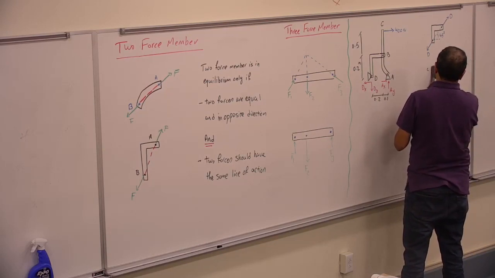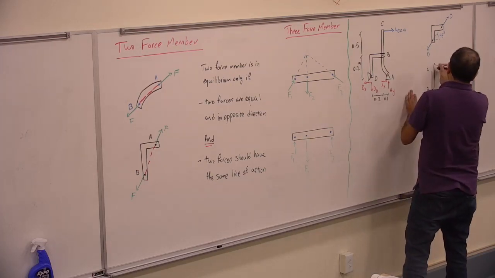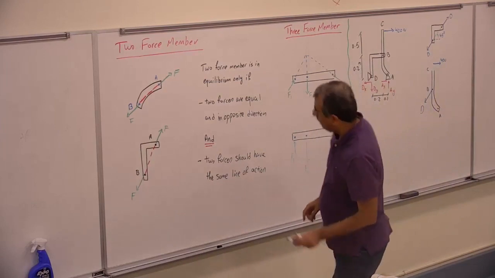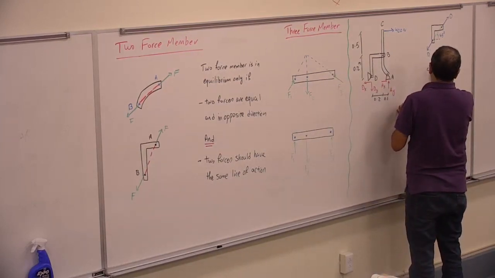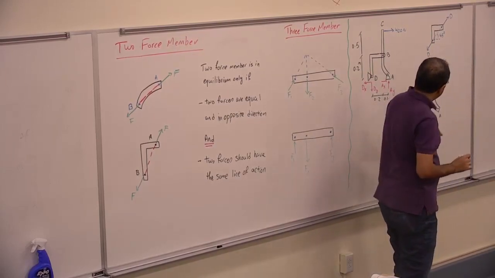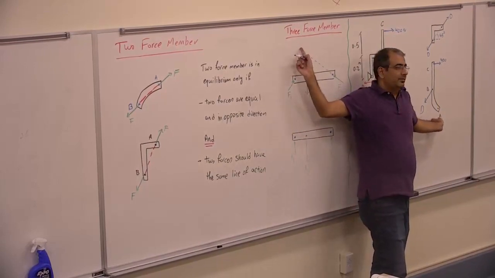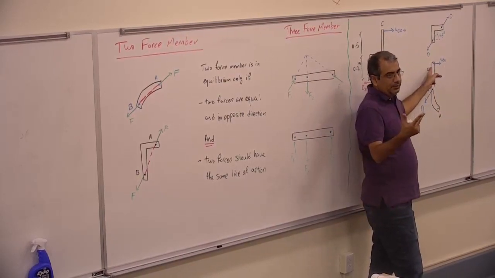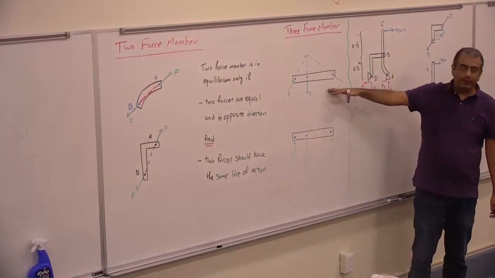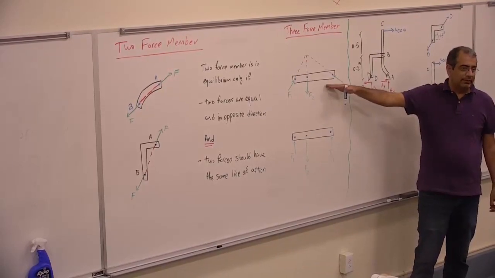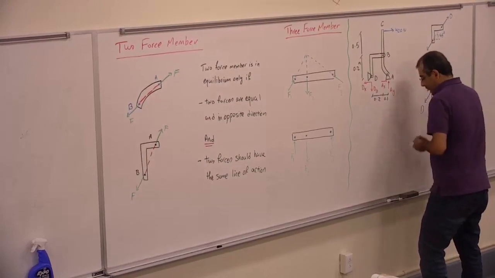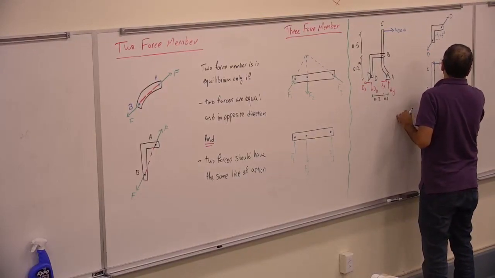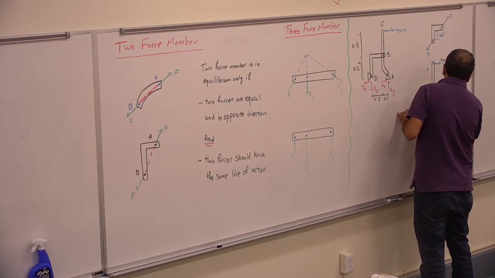Now, what would be the direction of the A? C, correct? So it's a three force member. It can be in equilibrium if either they are parallel or intersecting. Are they parallel? No. So they have to intersect. If I extend this one and this one, and they intersect at that point, the A should go also to that same point.